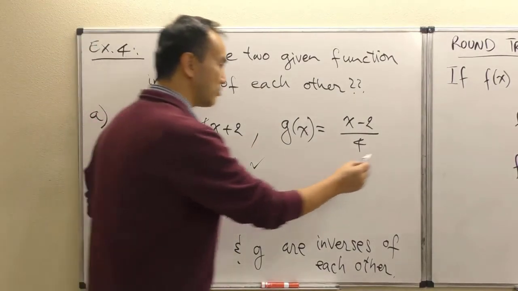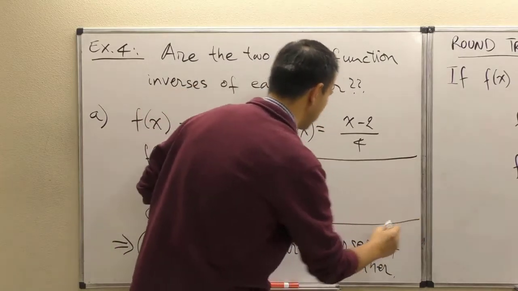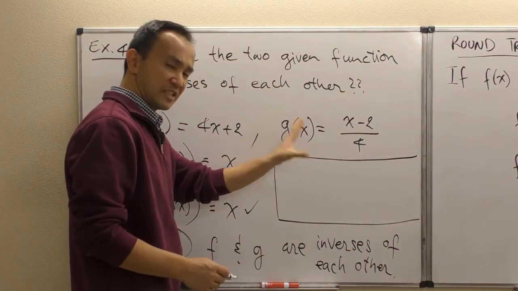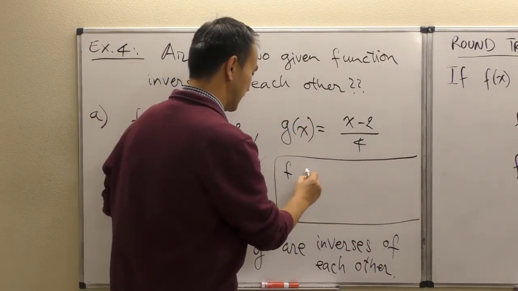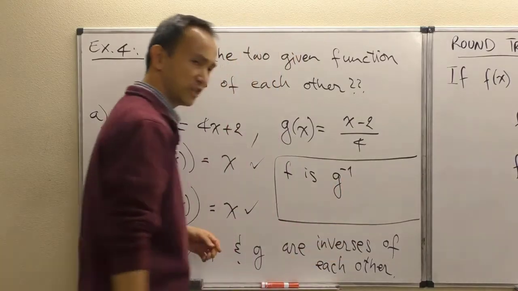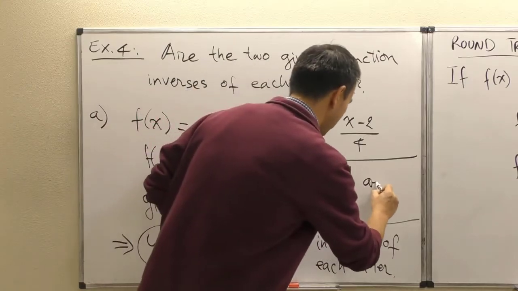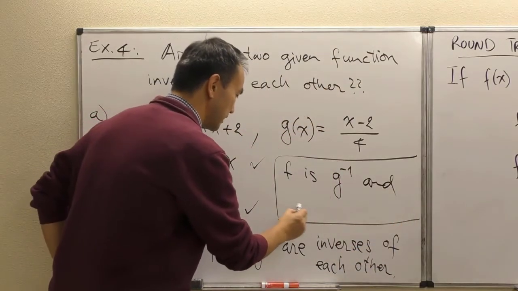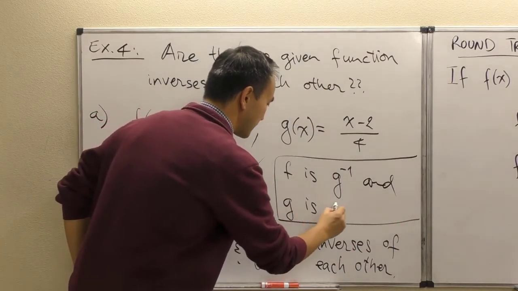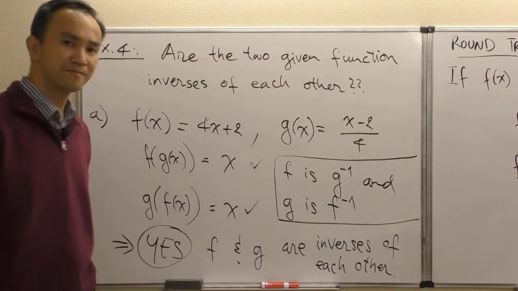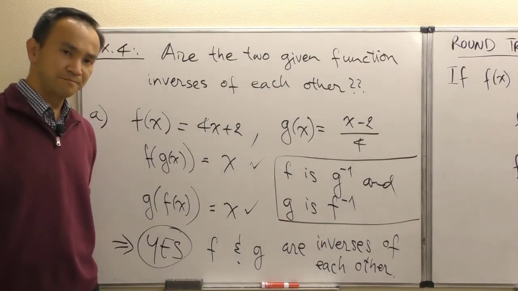So let's make a note here. If we look at G as the main function, then F is the inverse of G. That's how I notate that. F is G inverse. And at the same time, we just proved G is F inverse. That's what it is. Okay.